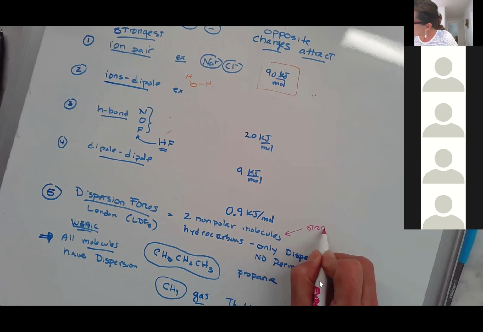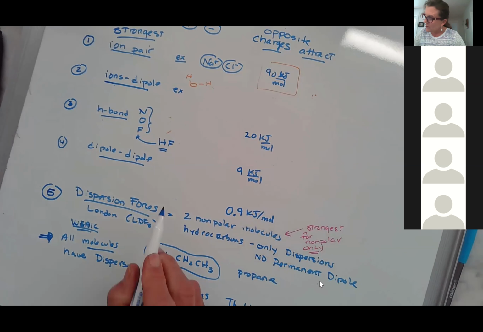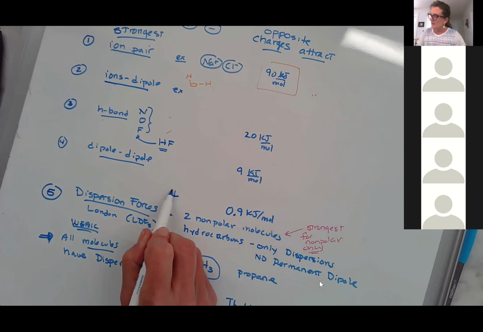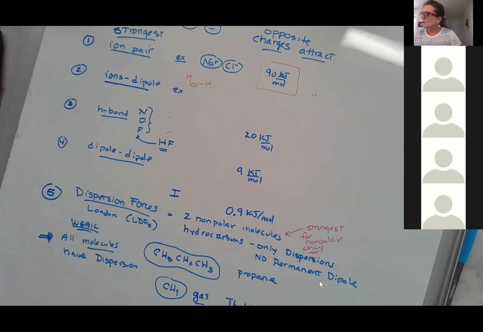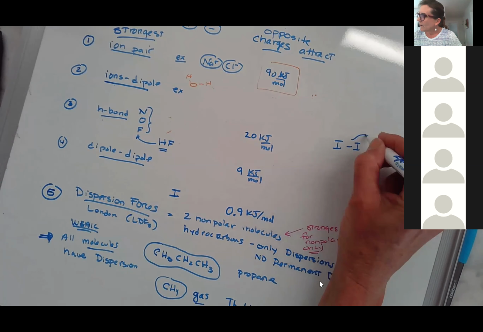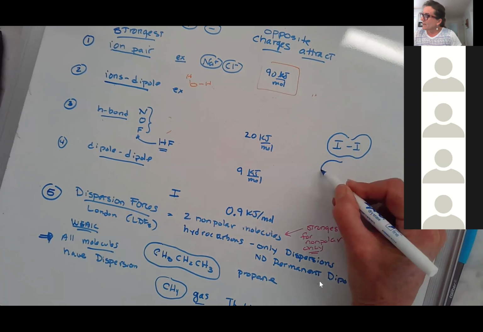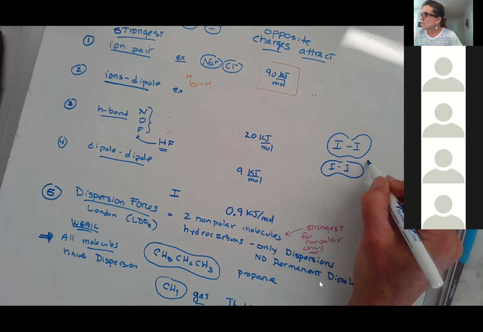Strongest for nonpolar, and the only one for nonpolar molecules. The other place where you're going to see them in this class a lot is going to be diatomics. So iodine, I2, right? This is a nonpolar bond, which means there's no dipole. So the only kind of interaction I2 can have is dispersion forces.